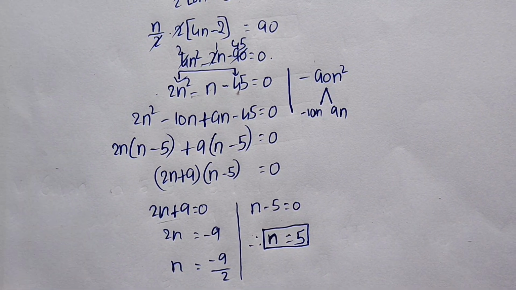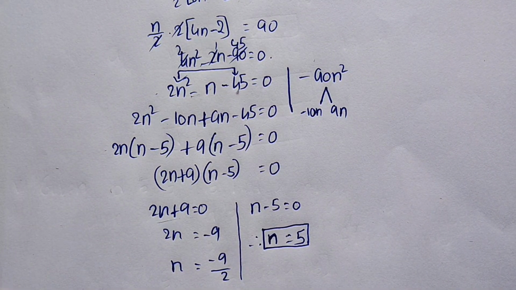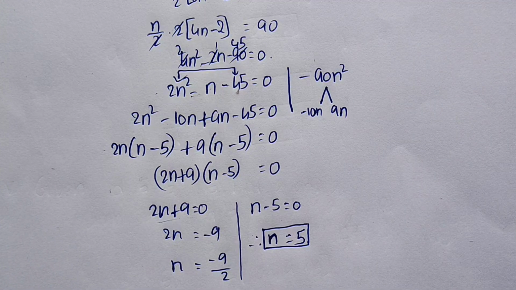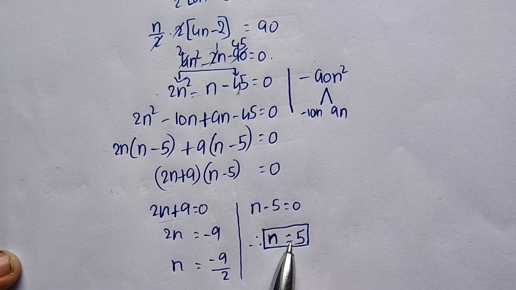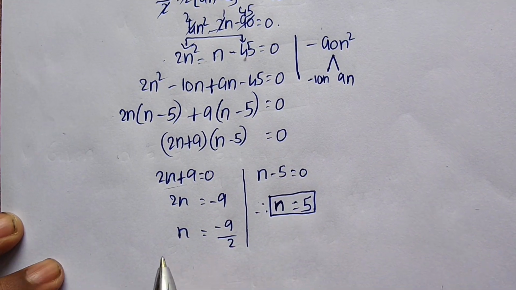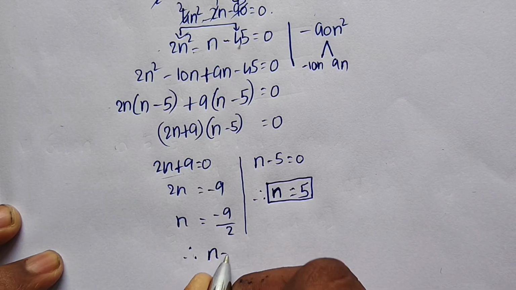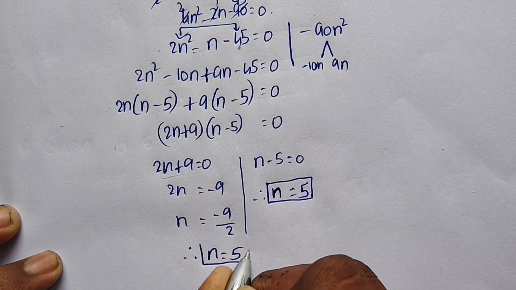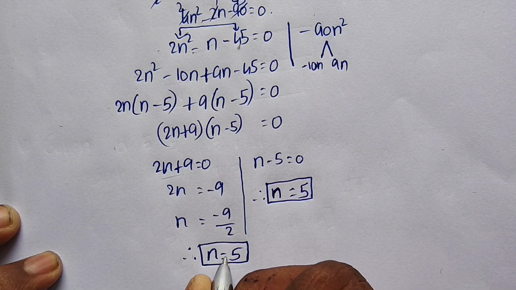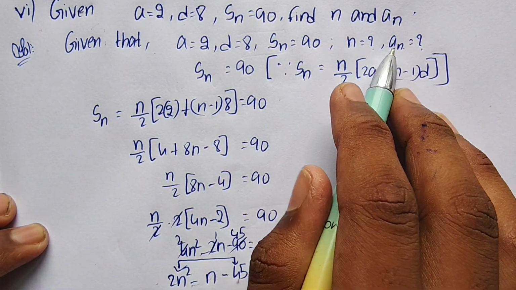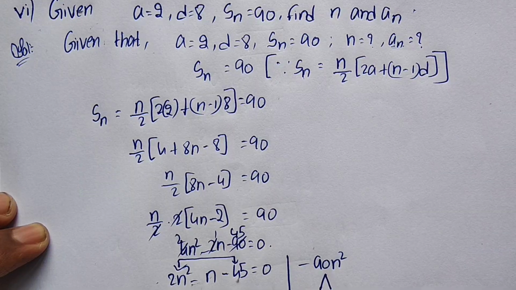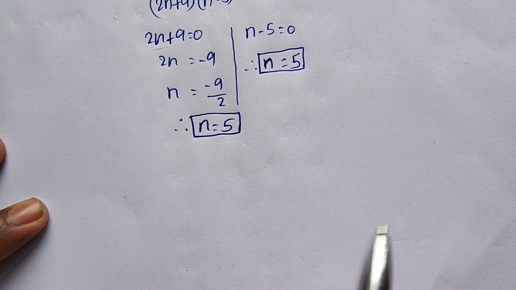For any value of n in an arithmetic progression, we don't take the value of n as negative. We have to take only positive. So therefore, the value of n is 5. So now we know the value of n, a and d, so we can easily find out the value of a_n. So let us see here.